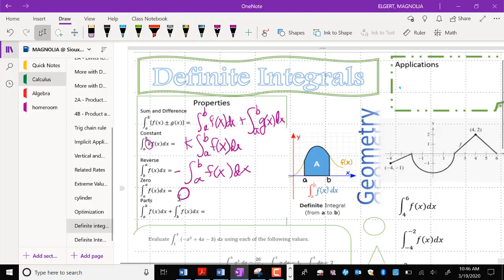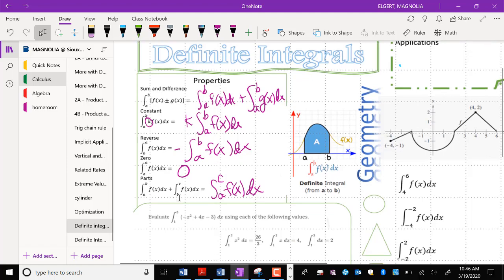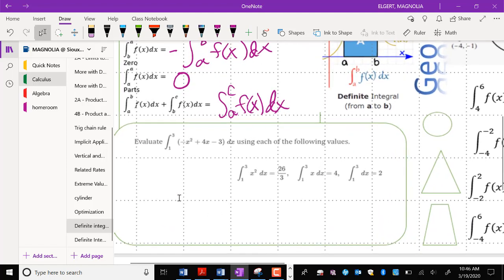then our last one says by parts. So this one, I'm going to use this little diagram over here. If I add the semicircle and the triangle together, I could find each of them separate. Their values separate will equal the total. So from a to b and b to c is the same as saying from a to c of that function, as long as we're talking about the same function. Okay, all right, so let's try to use some of these here. So this is an example.